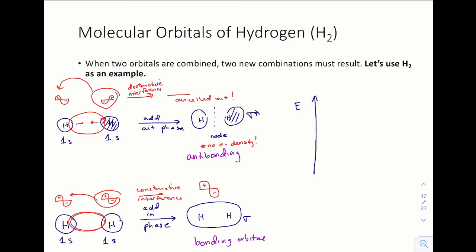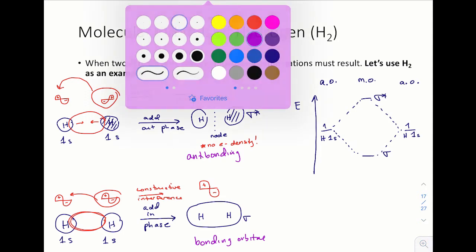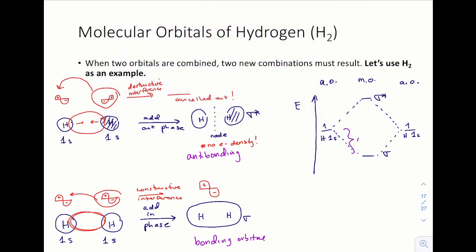We can represent these orbitals on a molecular orbital energy diagram. We'll put the atomic orbitals, AO, on the side. So here's one of the 1s orbitals. Here's the other, and the new molecular orbitals that are formed in the middle. So when these two 1s orbitals come together, they make a lower energy bonding orbital and a higher energy antibonding orbital. The bonding orbital is lower in energy, about the same amount that the antibonding orbital is raised in energy.